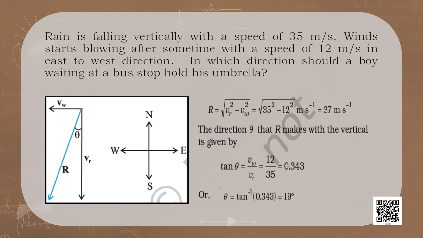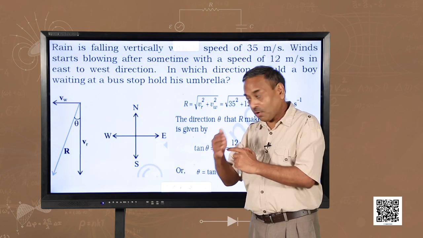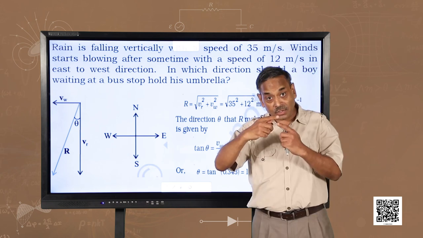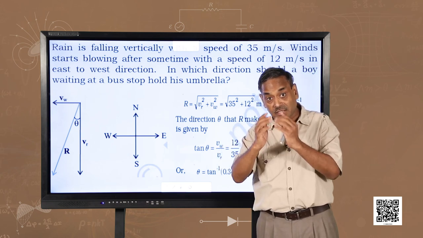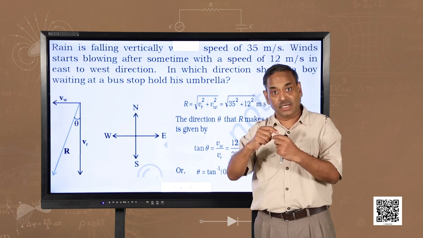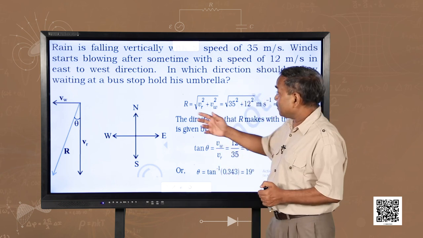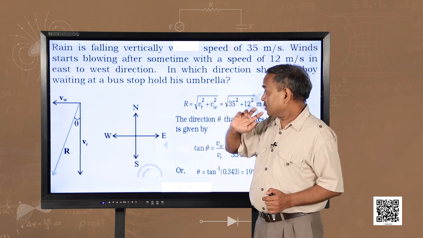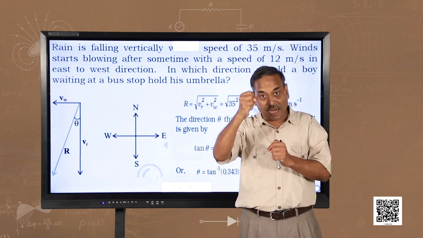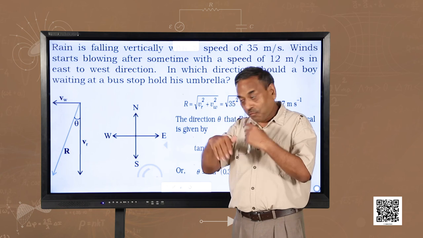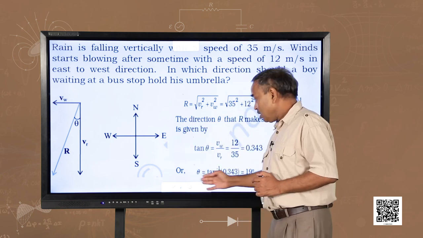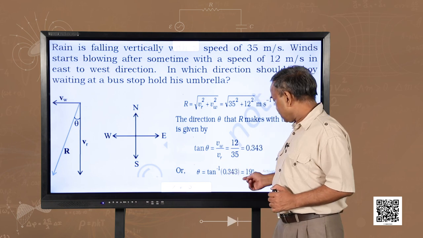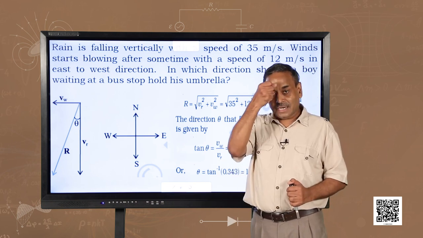Now suddenly the wind starts blowing along a direction from east to west, with a speed of 12 meter per second. Remember my words, speed of 12 meters per second, this is scalar. But when I add the direction to it, from east to west, then it becomes a vector quantity, right. Now, in which direction should a boy waiting at a bus stop hold the umbrella? So now you have to add the two vectors to find the resultant vector, and then you can find that the angle is 19 degrees. This problem is solved in your textbook, so I am not discussing it in detail. So you can see that the child should hold the umbrella at 19 degrees like this.